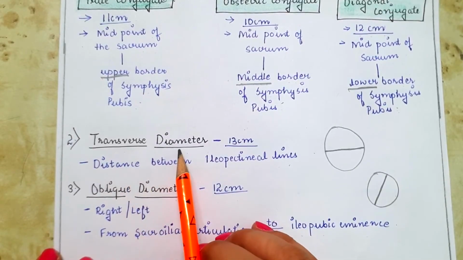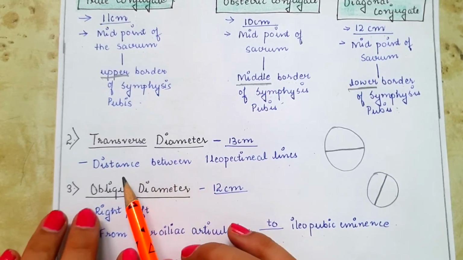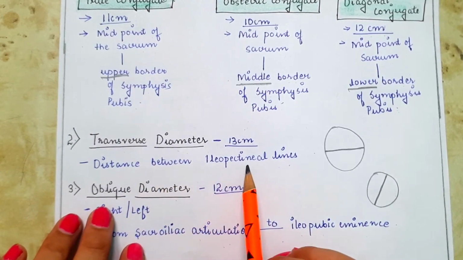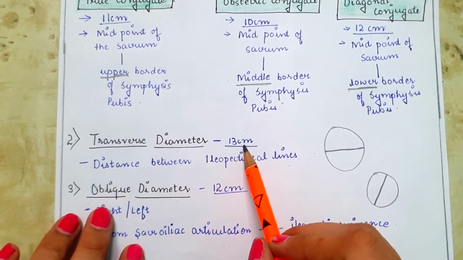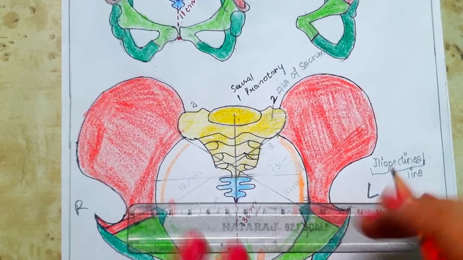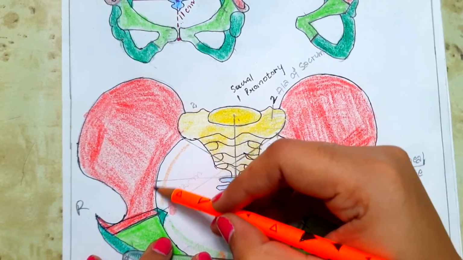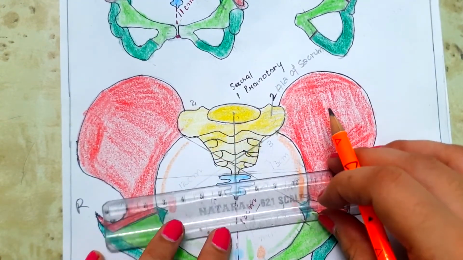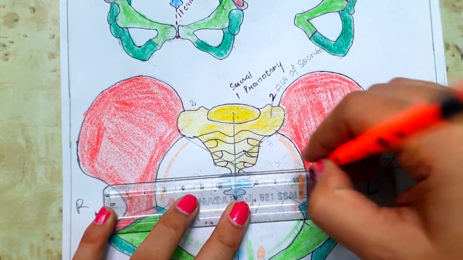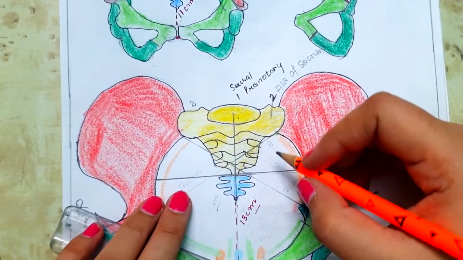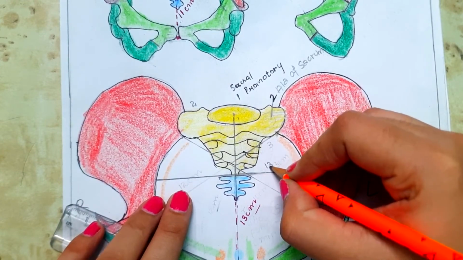Next is the transverse diameter of the pelvic inlet. It is the distance between the iliopectineal lines, and this diameter is 13 centimeter. So these are the iliopectineal lines. The distance between the iliopectineal lines is the transverse diameter of the pelvic inlet, and it is 13 centimeter.